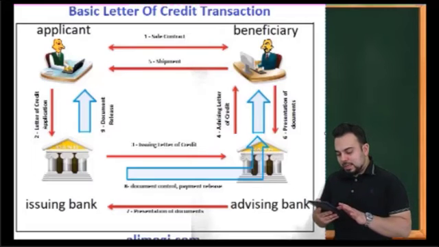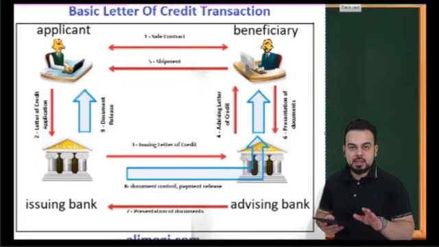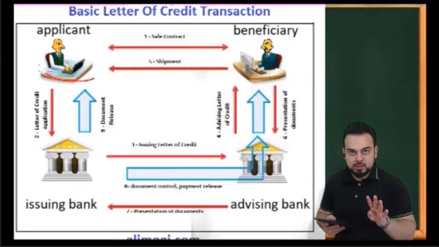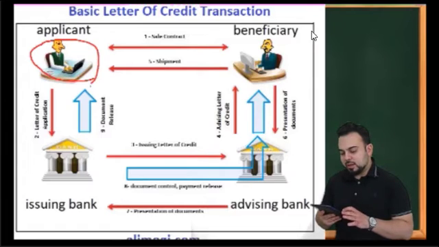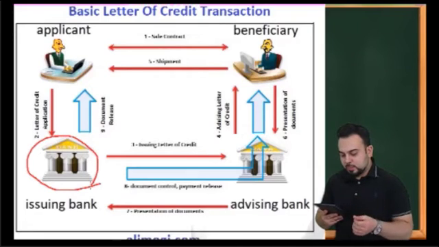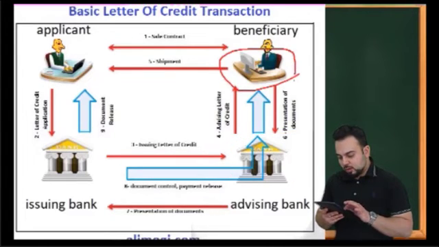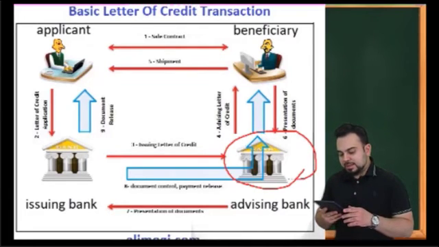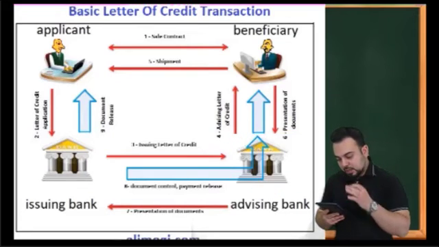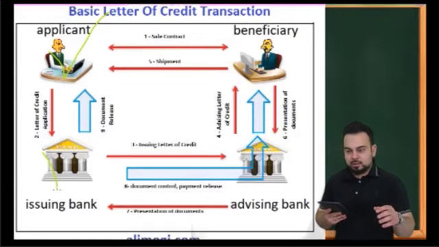In a simple and basic LC transaction, we have at least 4 genuine players, okay? Buyer or applicant, a person who applies for LC. The issuing bank, in fact, applicant bank which opens a LC. Beneficiary or seller who's supposed to supply a product. Seller bank or advising bank which makes the connection between applicant bank and seller.